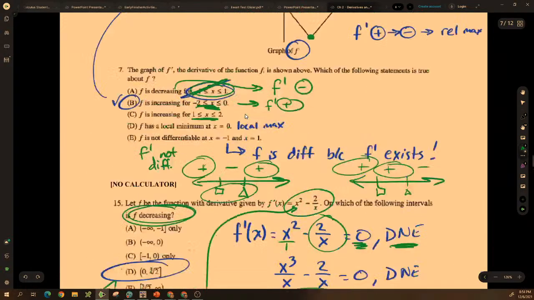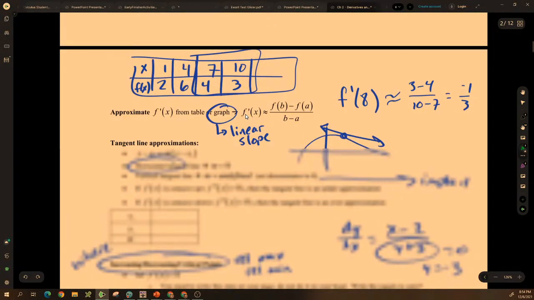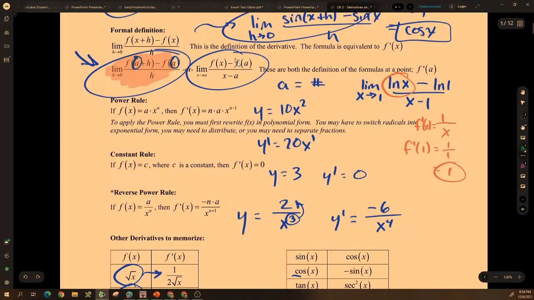So, going back up to that first page, that is this form, right? It's as x approaches a number of y2 minus y1 over x2 minus x1, where the first two are f of x's and the last two are f of that number.